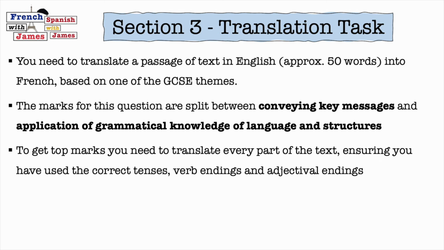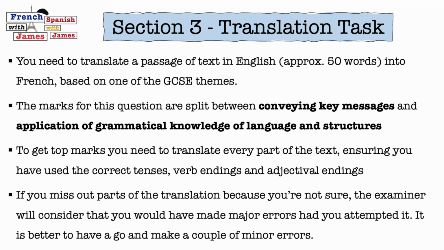To get the top marks in this one, you need to make sure you translate every part of the text and ensuring that you use the correct tenses, the correct verb endings, and the correct adjectival endings. If you miss out parts of the translation because you're not sure, say there's a whole phrase and you're not sure, so you just leave it out, the examiner will have to consider that had you have had a go at that, you would have got it seriously wrong. Because if they didn't, they'd be kind of disadvantaging students that have a go and make mistakes. So the moral of the story there is just have a go.